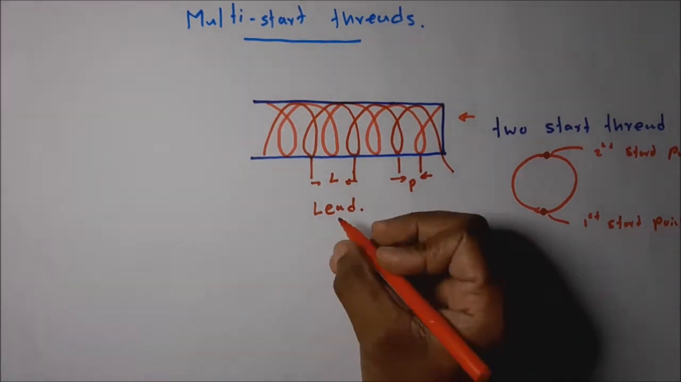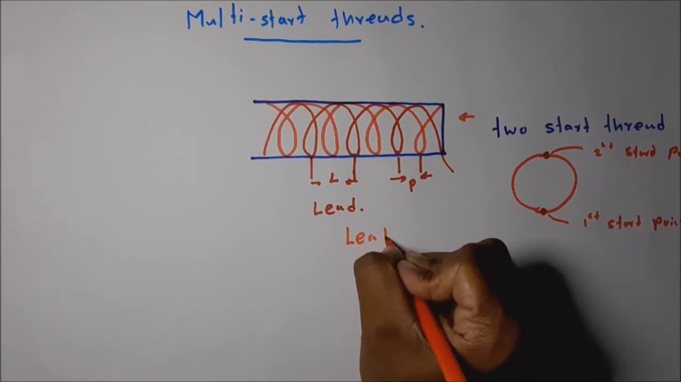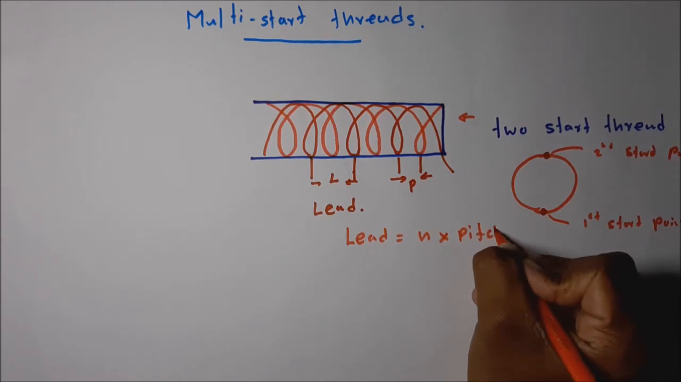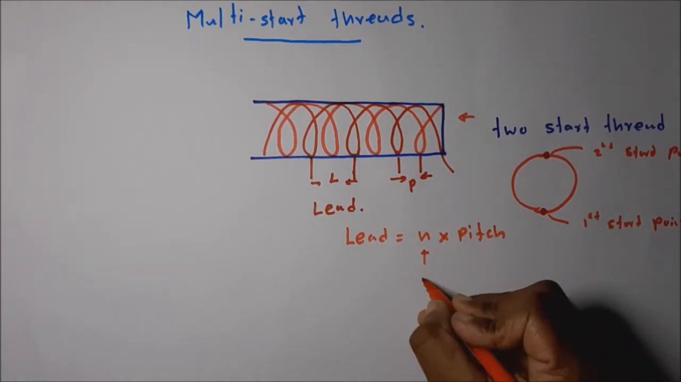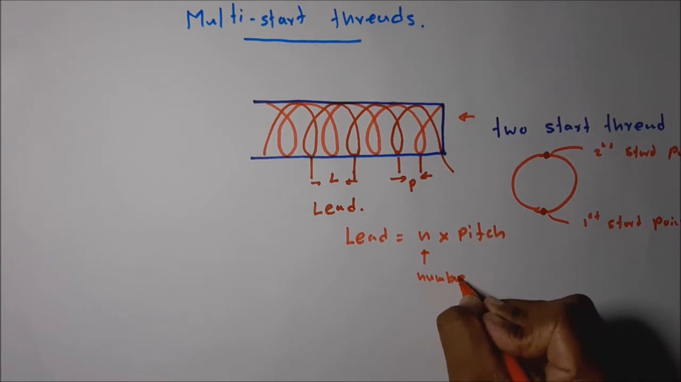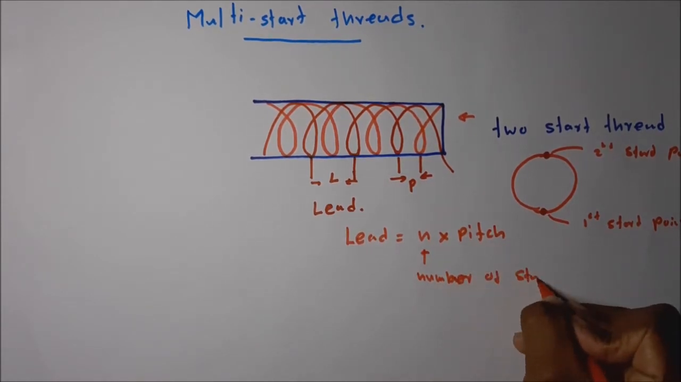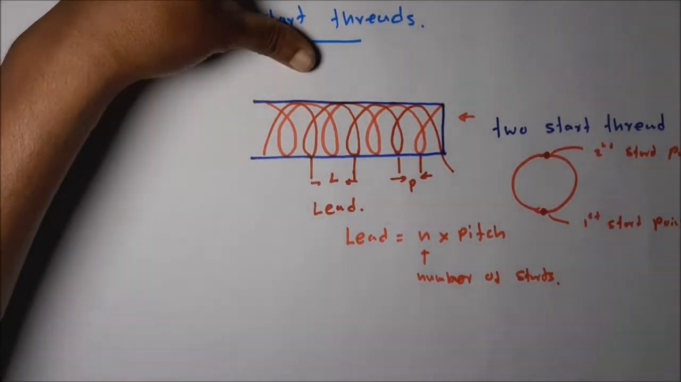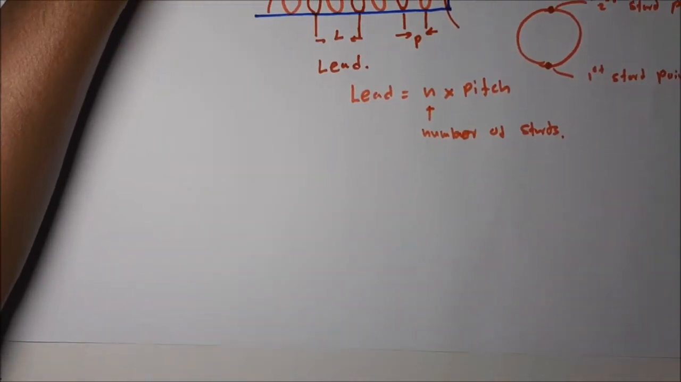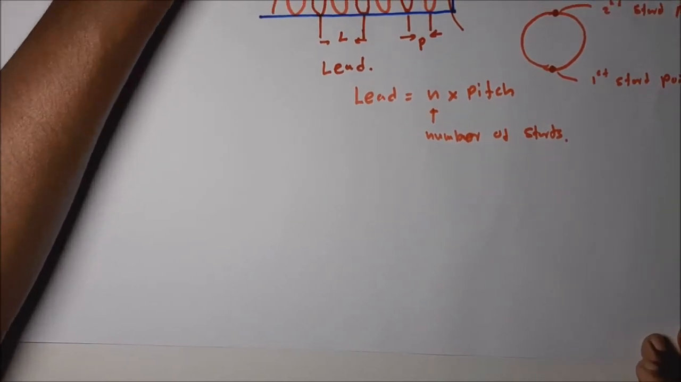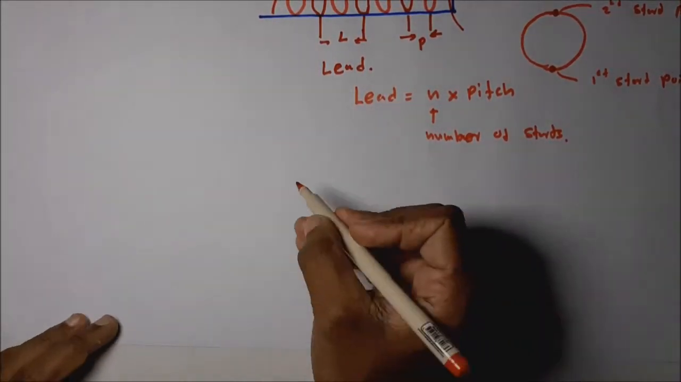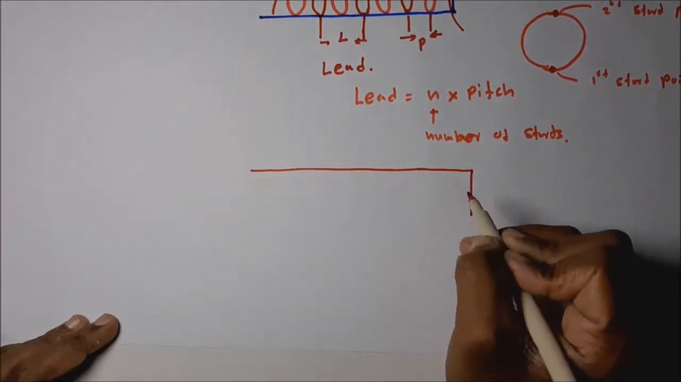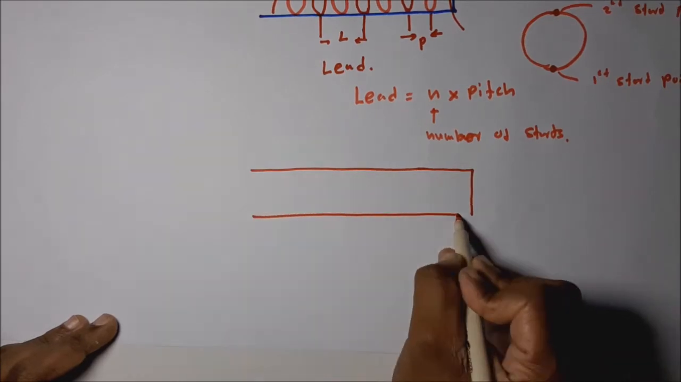Then the lead is equal to m times the pitch, where m means the number of starts. Okay, if you take a 3-star thread, it has 3 threads on a screw. On this screw, take a 3-star thread.